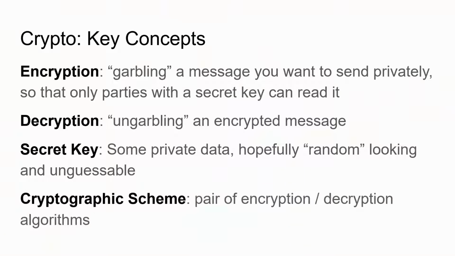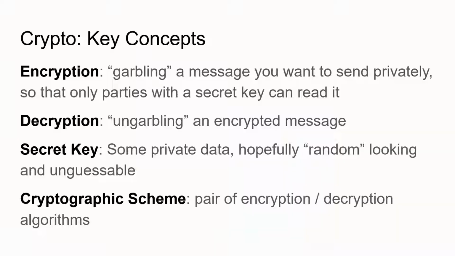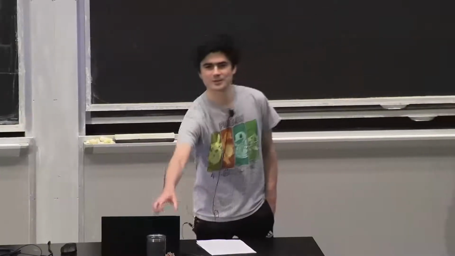Okay? Okay. So a cryptographic scheme is basically just these things, right? It's an encryption algorithm paired with a decryption algorithm, and they should use the same secret key to invert each other. Okay. So can anybody give me historical examples of cryptographic schemes? Does anybody know what the first one was?